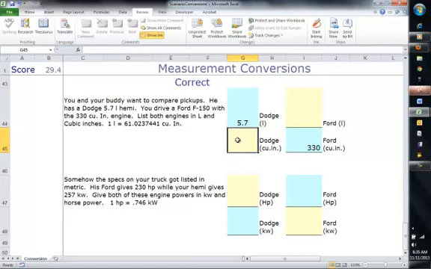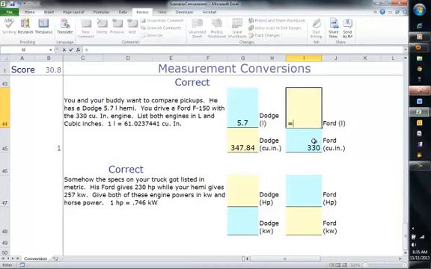And then convert. Well, to convert the Dodge, we would take the Dodge size, 1 liter, and we would multiply that by 61.023744 to get 347 cubic inches. And for the Ford, we would take the cubic inches divided by 61.023744. And we get 5.4 liters. So your buddy's Dodge is a little bit bigger than your Ford.